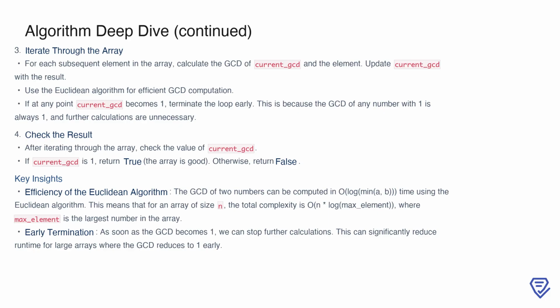After completing the iteration, we simply check the final value of current_GCD. If it equals 1, we return true, indicating that the array is good. Otherwise, we return false. The efficiency of this approach lies in the Euclidean algorithm, which operates in O(log min(A, B)) time for two numbers. For the entire array, the time complexity is O(n * log max_element), where n is the array size, and the space complexity remains constant at O(1). Early termination can further reduce the runtime, especially for large arrays where the GCD quickly reduces to 1.